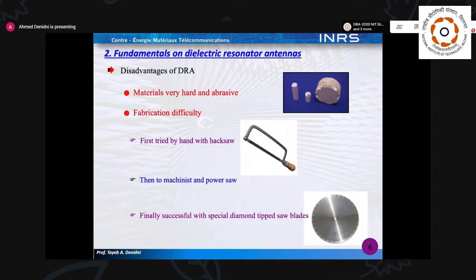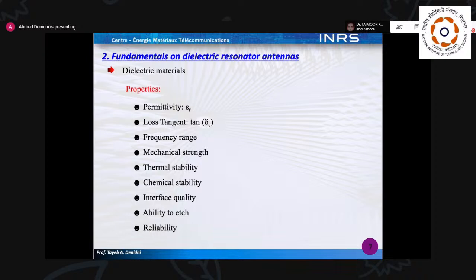Now, I speak about another parameter, which is very, very important for dielectric material, because we need these materials, and these materials have some properties. First of all, the dielectric constant, which is very important to choose. The loss tangent, the loss in the material, is very important.